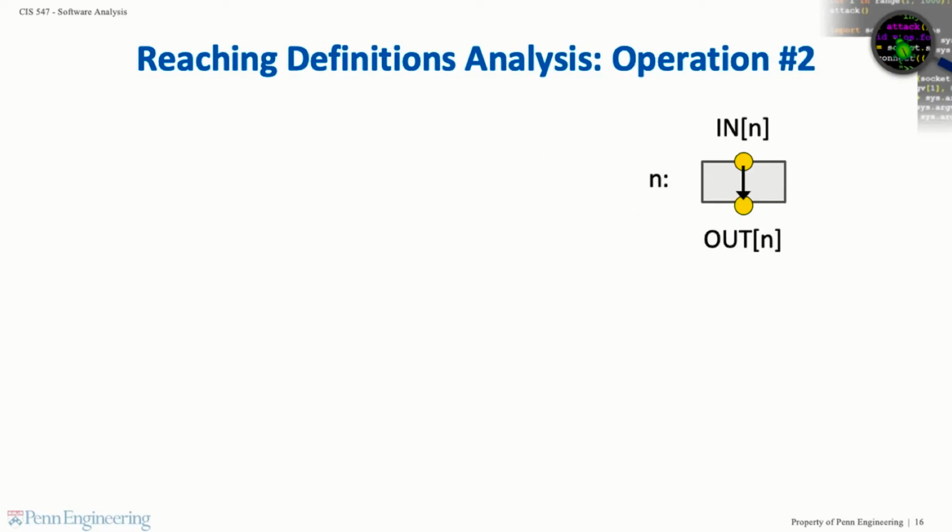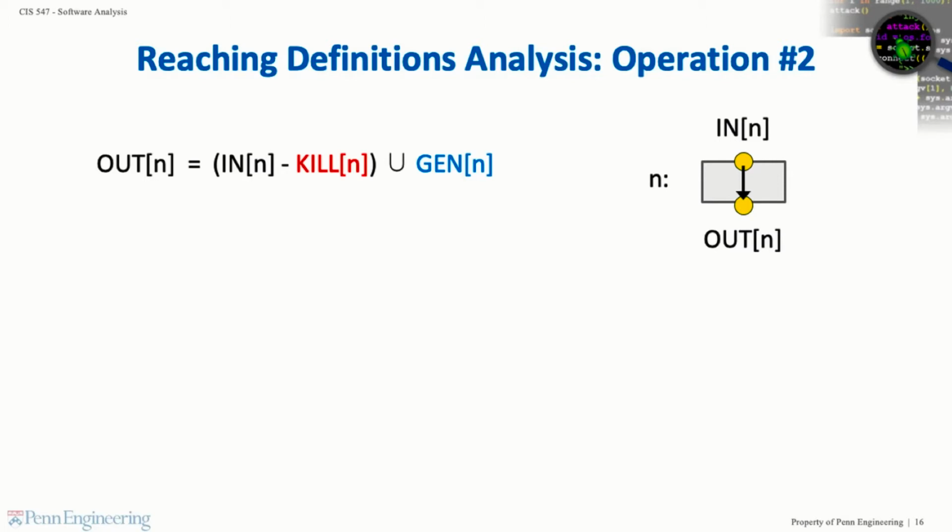The second operation of reaching definitions analysis tells us how to compute the set of facts at the exit of a particular node from the set of facts at the entry of that node. Unlike the previous operation that we just saw, this operation depends on the statement that occurs at the node we are looking at. We will first state this operation in its general form, and then we will show specific instances of it corresponding to each kind of primitive statement in the while language.